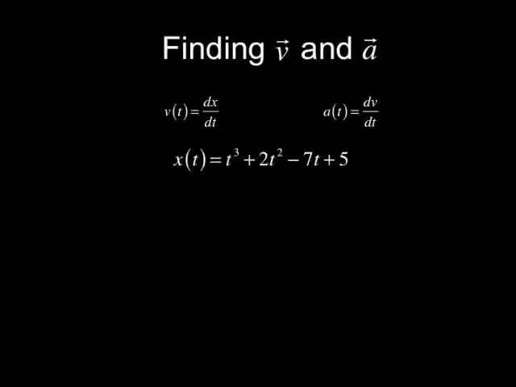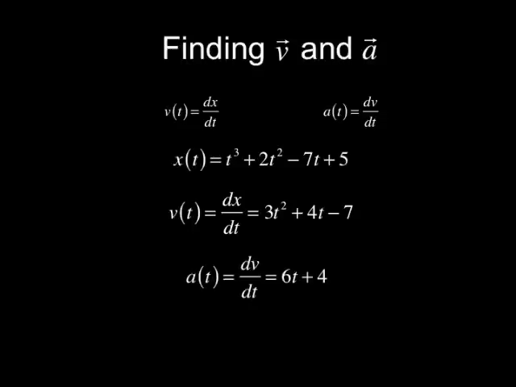All I would have to do is take the derivative of this expression, which would give me 3t squared plus 4t minus 7, plug in the time I'm interested in, and I could find the velocity. Similarly, to find the acceleration, I could take the derivative of the velocity and find that it's 6t plus 4.